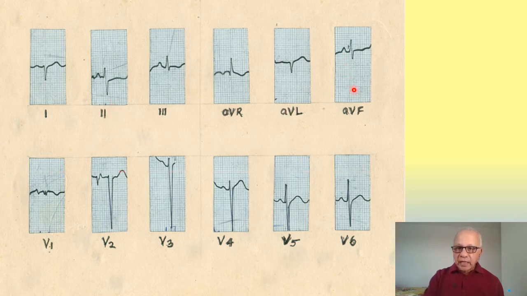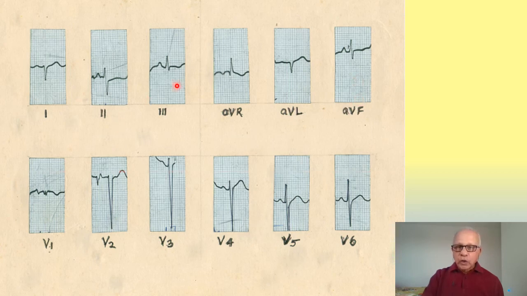So lead 2 is more negative, lead 3, aVF is more positive. So the transition should be between 2 and aVF. Now the axis of 2 is 60 and the axis of aVF is 90. So the transition between 60 and 90 will occur at 75 degrees, isn't it?